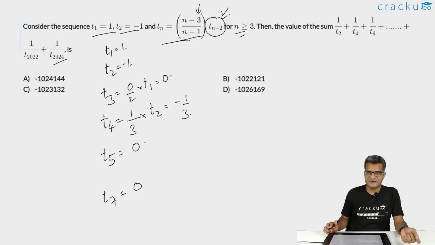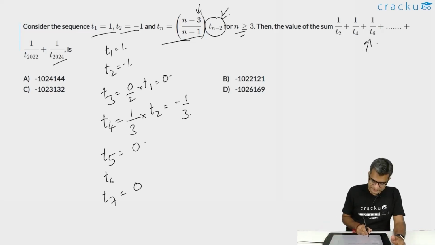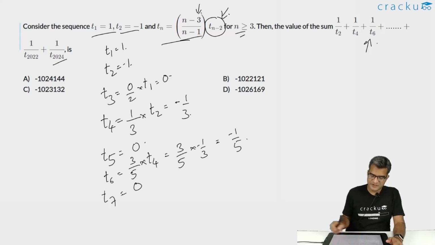Let us now look at the even numbers, which are actually more important, because in the sum we are asked to calculate the sum of the reciprocals of the even terms. What is T6? T6 will be 6 minus 3, which is 3, divided by 6 minus 1, which is 5, into T4. This is equal to 3 by 5 into minus 1 by 3. This is equal to minus 1 by 5.